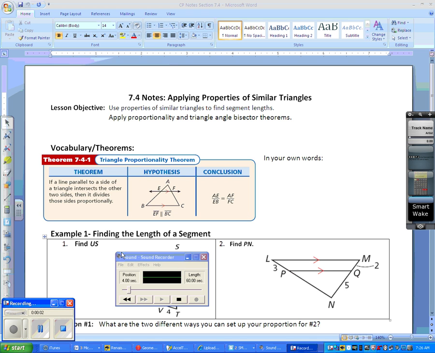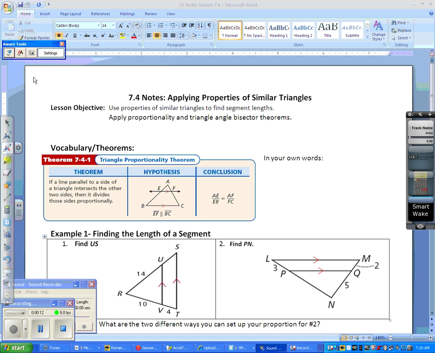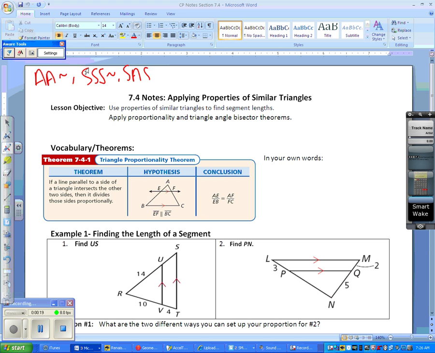Okay, 7.4, we're in this last section of this unit, and we are going to apply properties of similar triangles. So again, we're just talking about similar triangles, and just a refresher, we have our angle-angle similarity, we have side-side-side similarity, and we have side-angle-side similarity. Those are the three and only three ways that we can prove triangles are similar. And remember, similar means same shape, not necessarily same size.